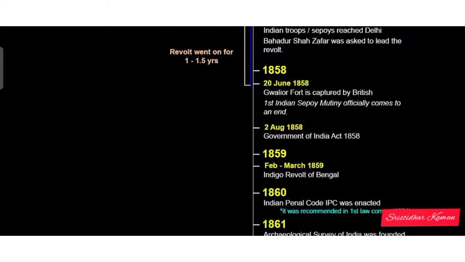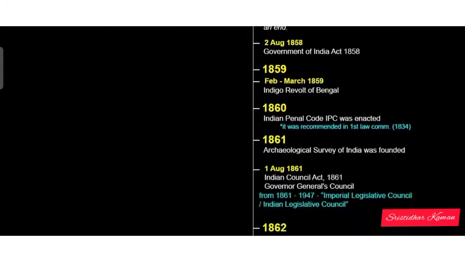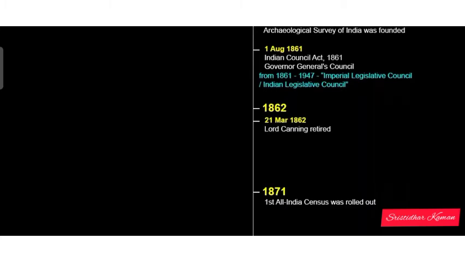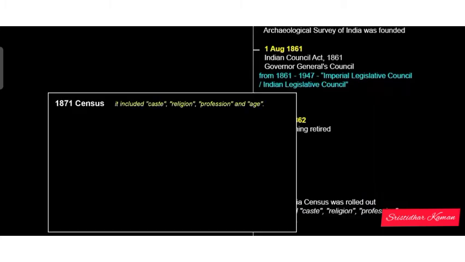Proper census began in 1865. By 1872, the British authorities concluded the first All India census. If you look at the 1871 census, it included caste, religion, profession and age. Some 3,208 jatis were counted. Then in the 1881 census, the British discovered 19,044 jatis, and there were sub-jatis.